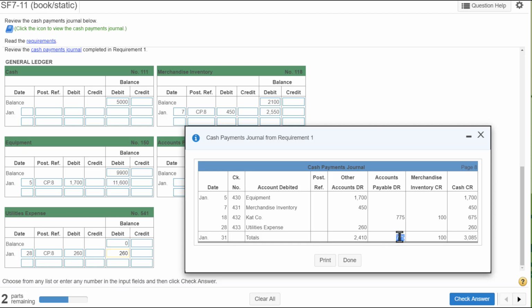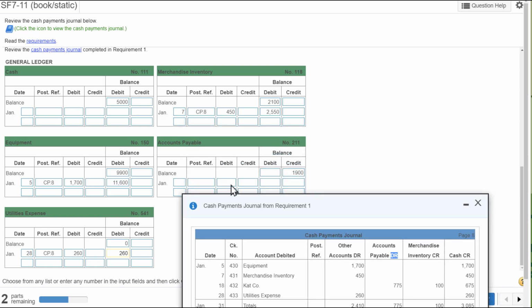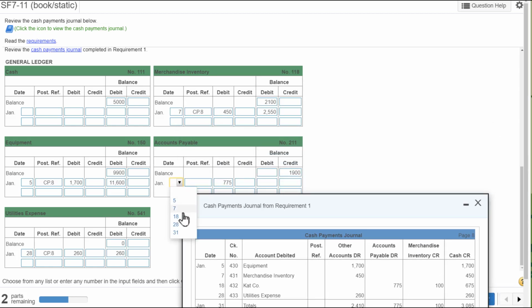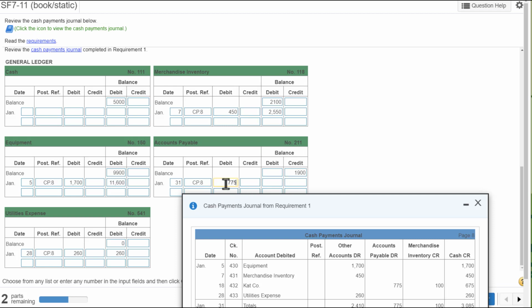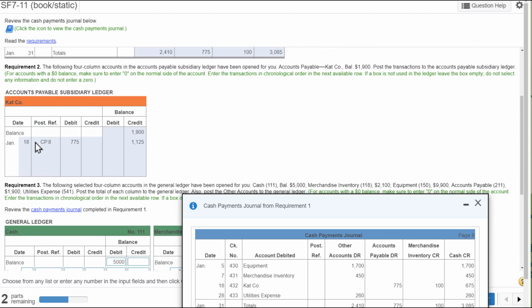So let's go over here to AP, 775, debit. So AP, debit, 775 at the end of the month. Remember, totals are posted at the end of the month. So we had a $1,900 credit. We lowered it by $775. So our new balance is $1,125, which should be the same as the total of all of our AP subledger accounts, and there's only one. And notice it does match, so that's good.